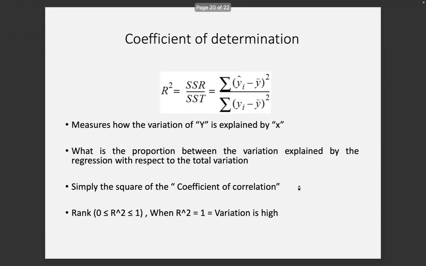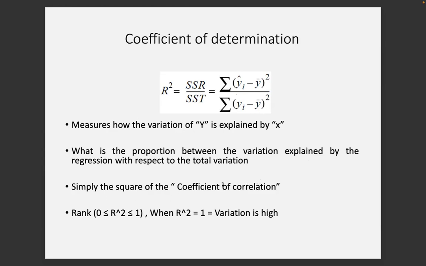Okay, then the coefficient of determination is SSR divided by SST. SSR we calculate as the summation of yi hat minus y bar, squared, divided by SST, which is the summation of yi minus y bar, squared. These measure how the variation of y is explained by x. What is the proportion between the variation explained by the regression with respect to the total variation?